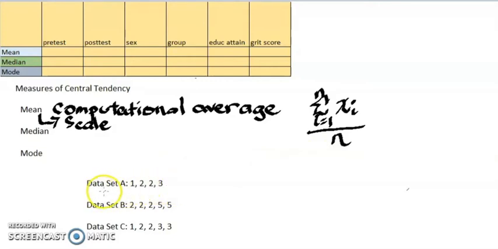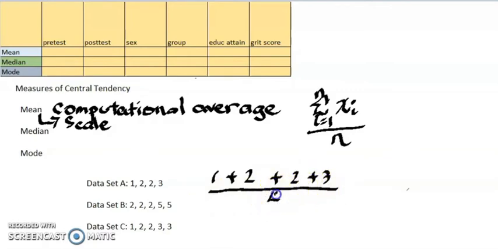For example, if we have the data set A with values 1, 2, 2, and 3, all we have to do is to add 1, 2, 2, and 3, and then the sum is divided by 4, the number of values added. So the sum is 1 plus 2, 3, plus 2 is 5, plus 3 is 8. 8 divided by 4 is 2. That is the mean of data set A. You can also solve the mean for data set B and data set C.